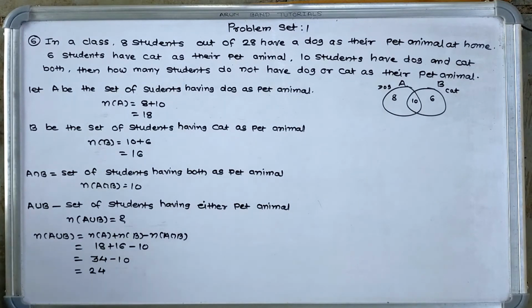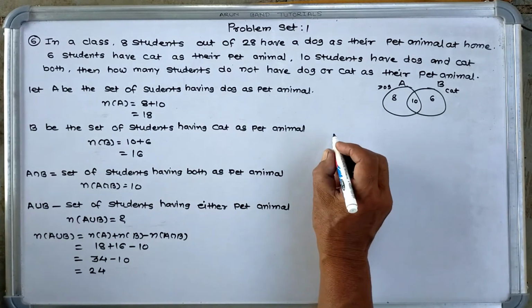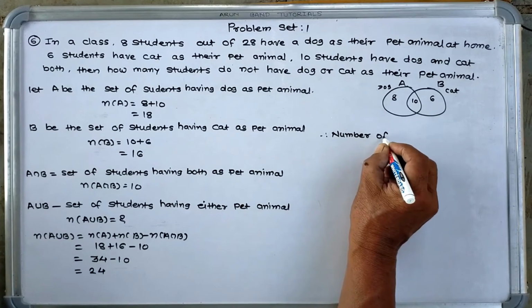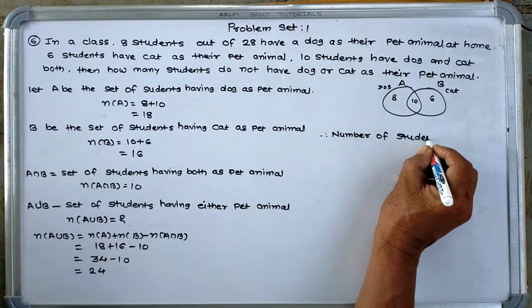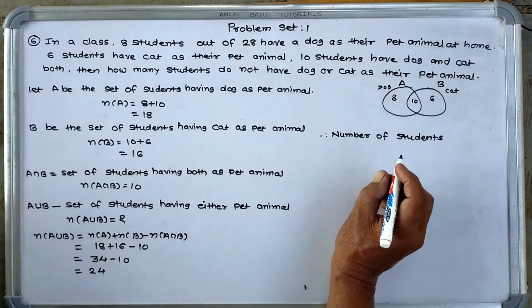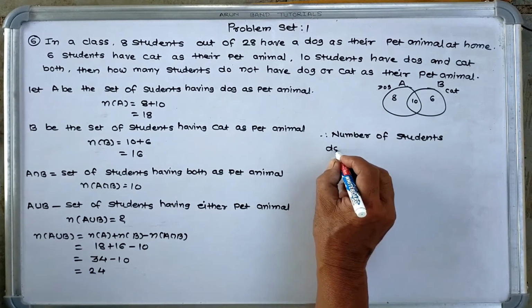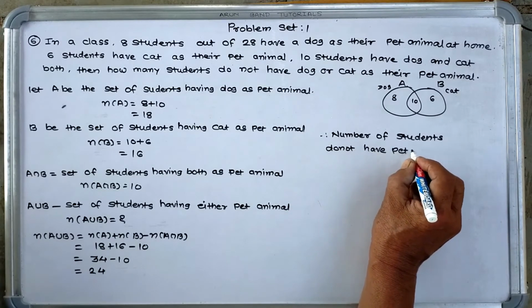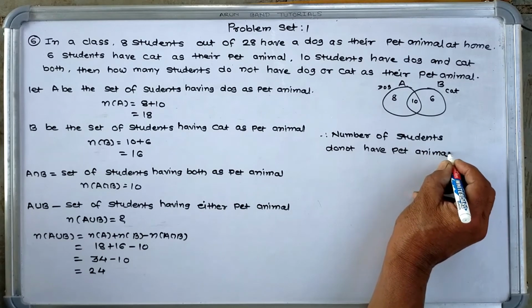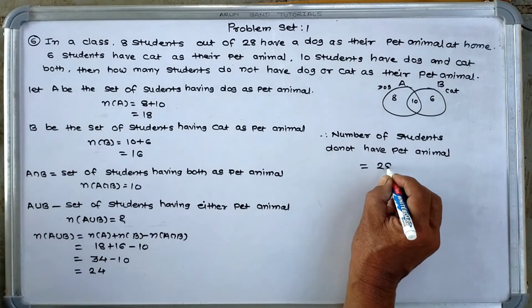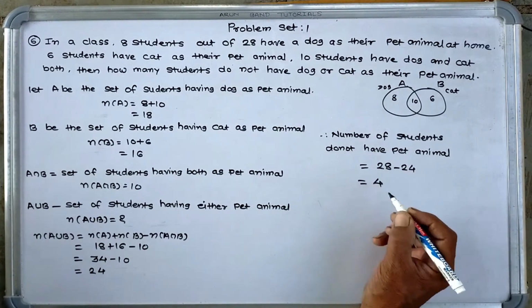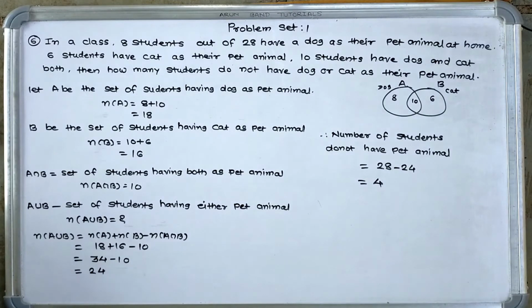So number of students have no pet animal. So number of students do not have pet animal. So this will be the total number of students 28 minus 24, and our answer is 4. There are 4 students, they do not have any pet animal.